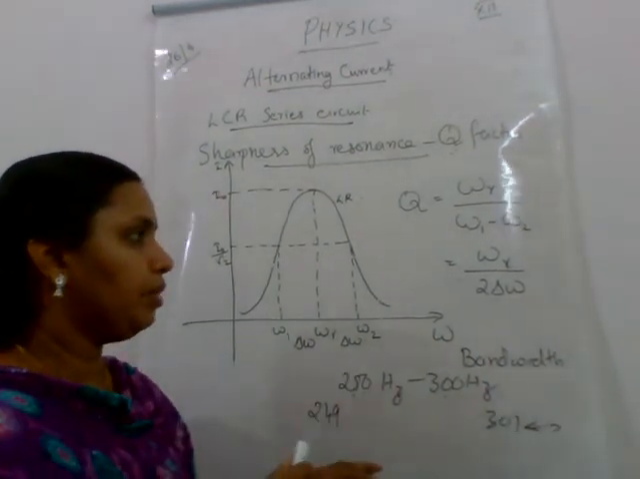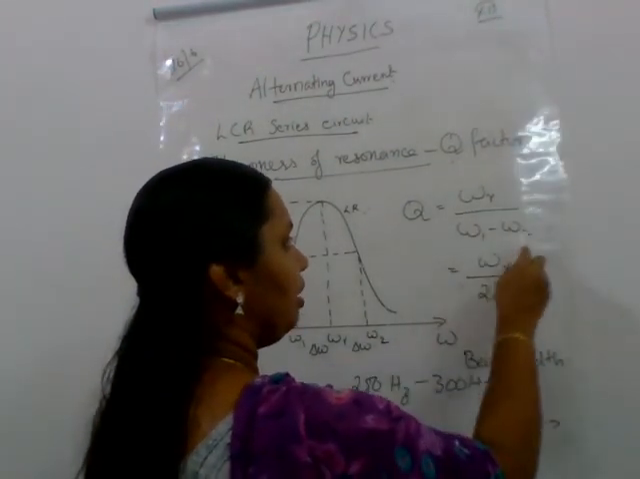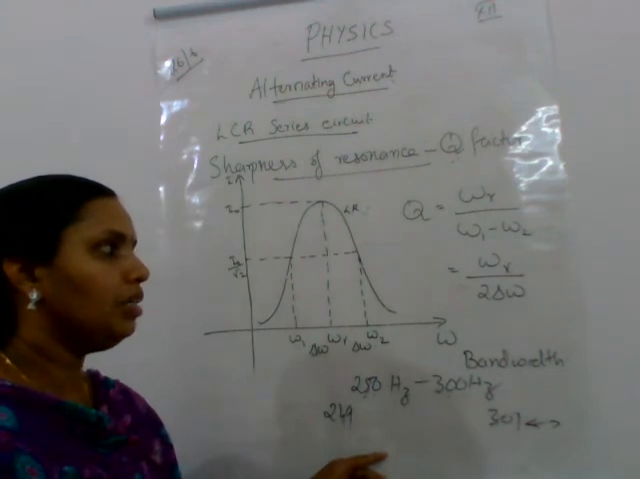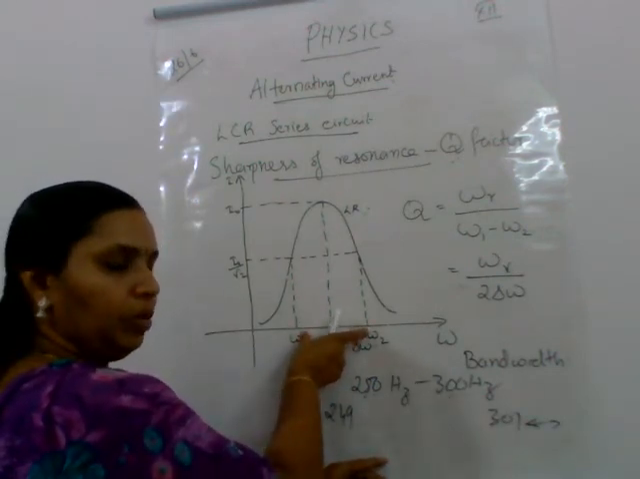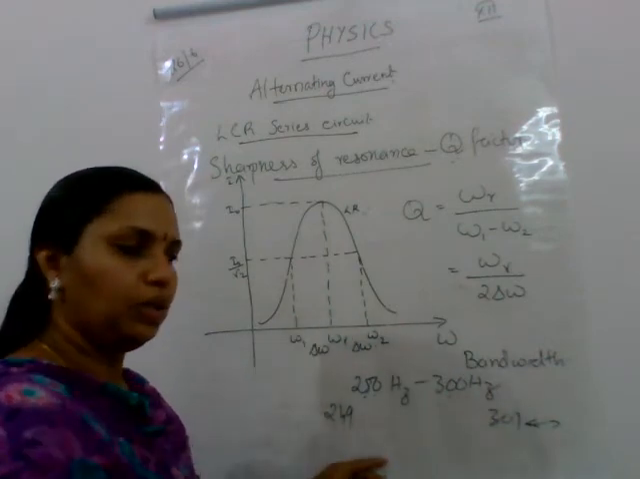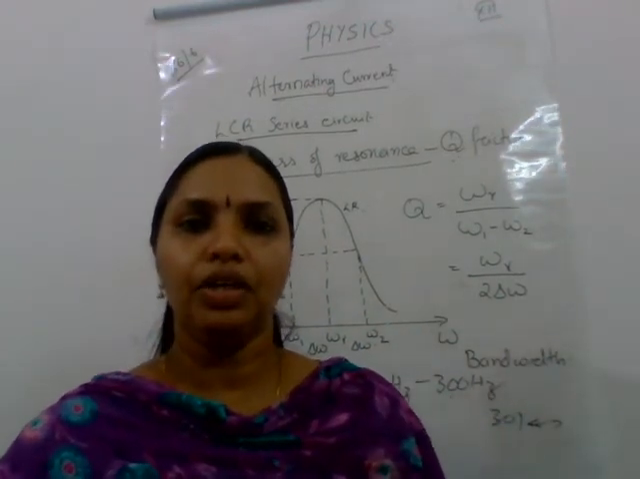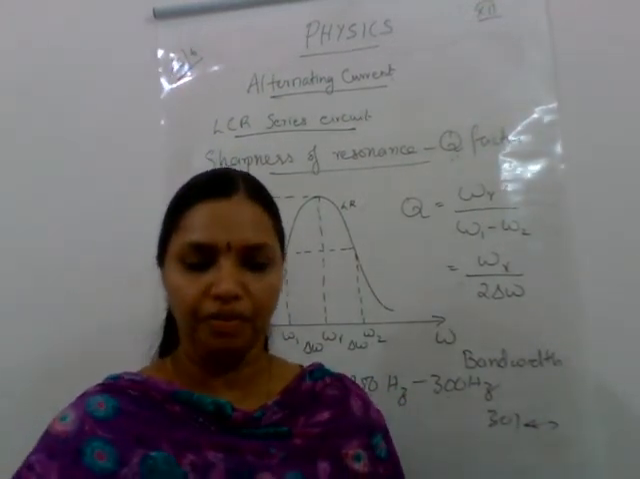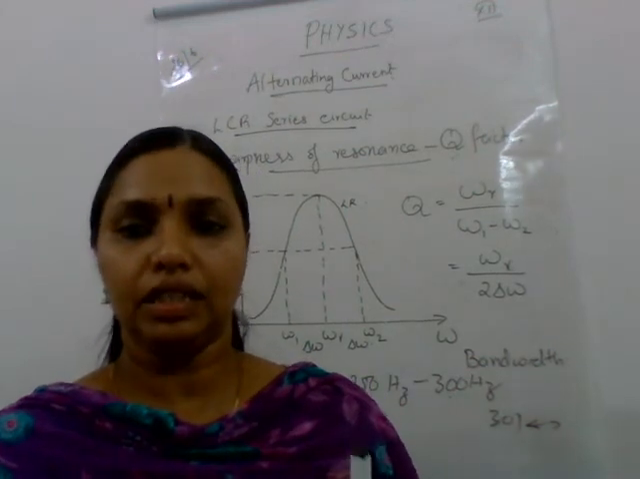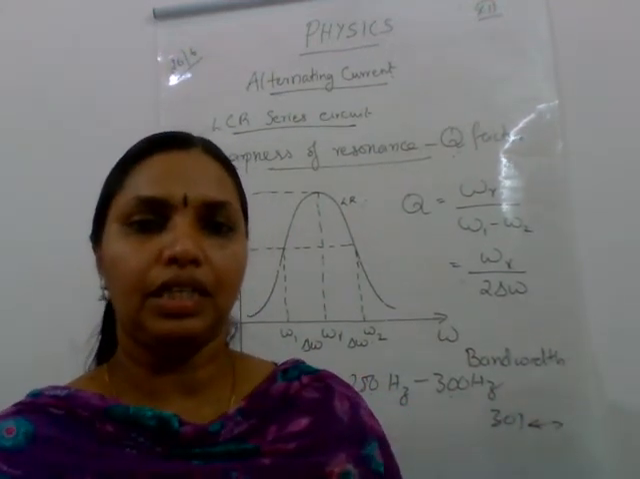From that bandwidth we can find out the Q factor: omega divided by omega 1 minus omega 2. See, this is the thing. The signal is sent in that particular frequency. Understood? So that is the Q factor. And in this Q factor, some equations are there in terms of resistance, inductance and capacitance. So we have to see what the equation is.